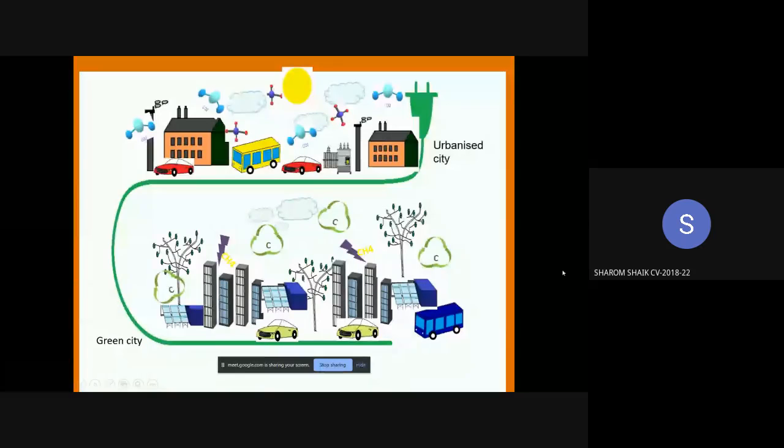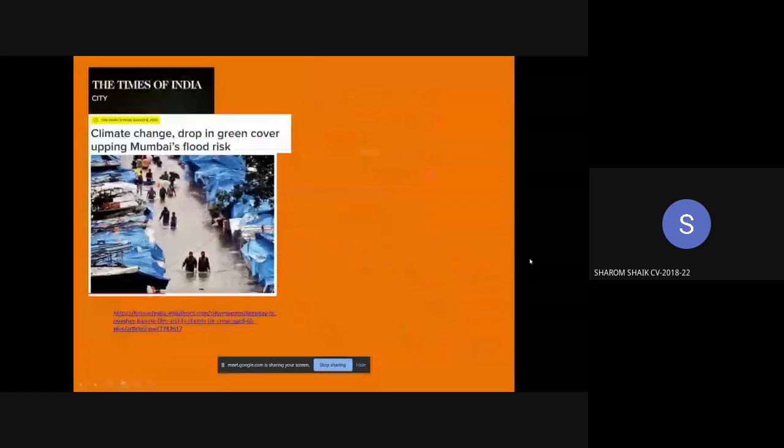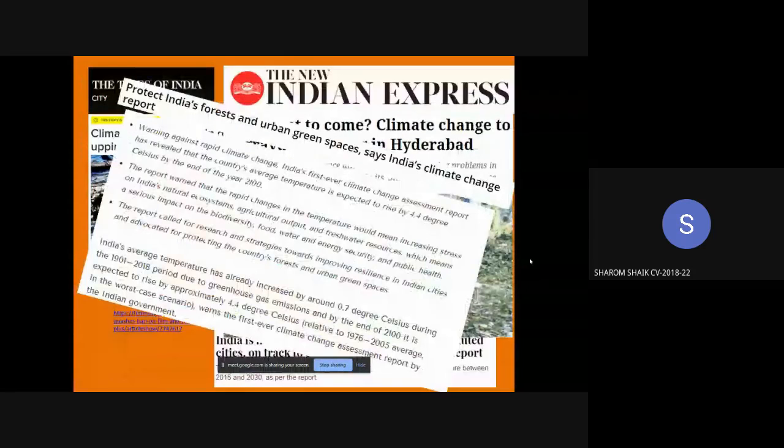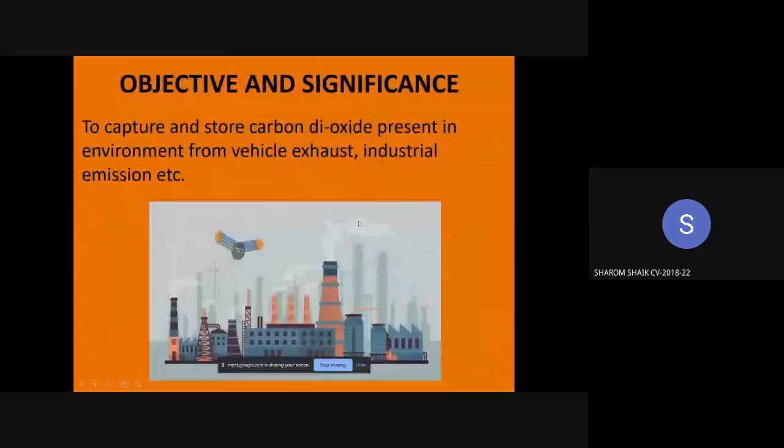Next slide, you see there are many news articles presented to you. As we know, during this pandemic situation, we have seen in the news and everywhere flashing that there have been massive floods, especially in Assam and recently in Hyderabad. Few of these clippings basically focus on the point of climate change. So our objective and significance of our project would be explained by Taha. Taha, over to you.